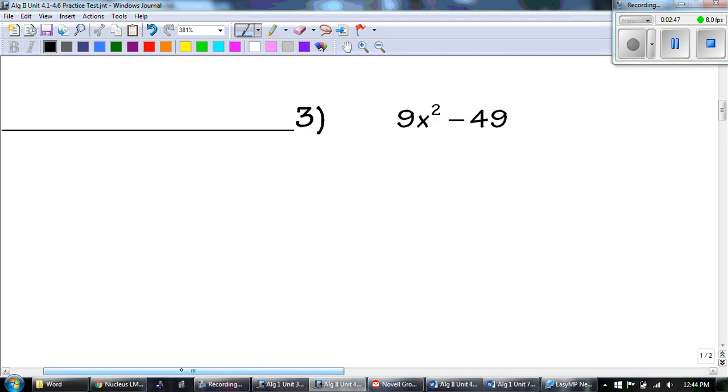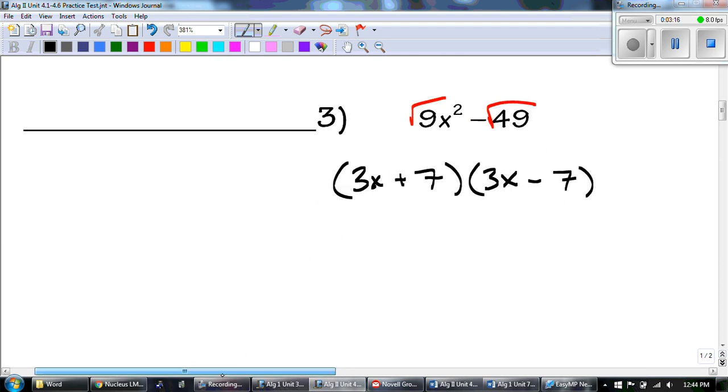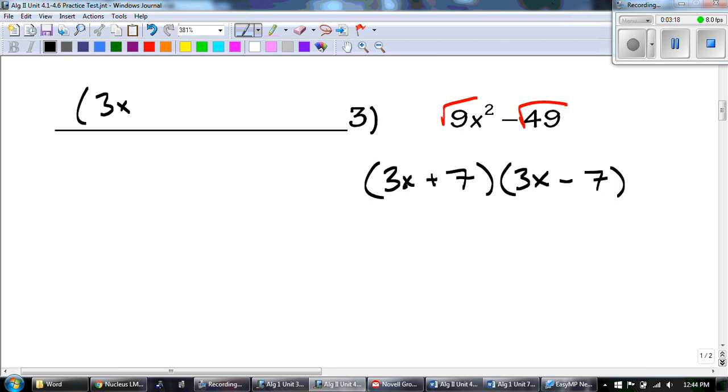All right. Number 3. GCF? Nope. Oh, it's a quadratic binomial with subtraction, and they're both perfect squares. So I can take the square root. The square root of 9x squared is 3x. One's a plus and one's a minus, and the square root of 49 is 7. So we have 3x plus 7 and 3x minus 7.